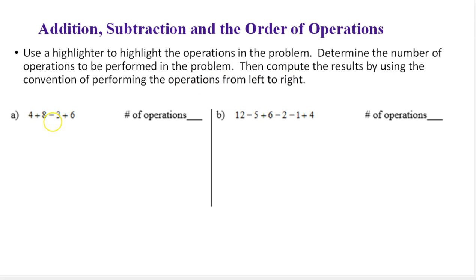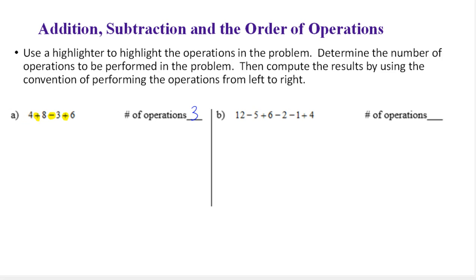So we have two problems here, and notice they're written horizontally. So we're going to perform the operations from left to right. And let's just start, like it said, by identifying the operations. So here's an addition, there's a subtraction, there's an addition. So there's three operations we need to perform here. Now we're going to perform them from left to right.